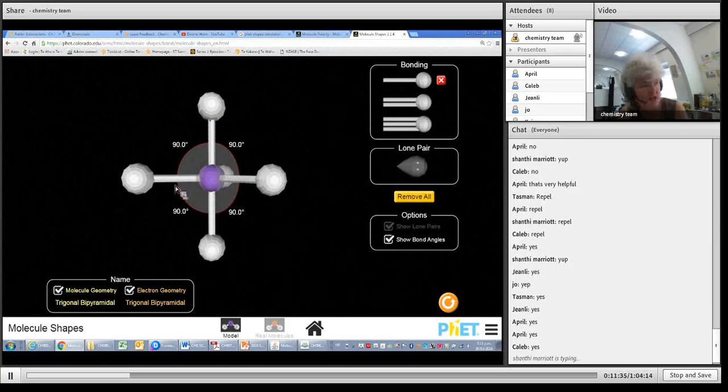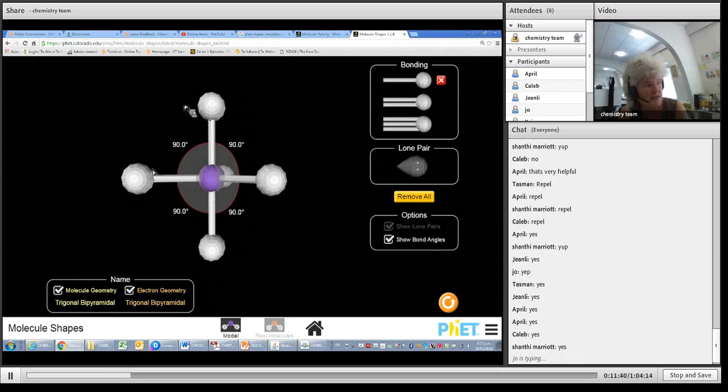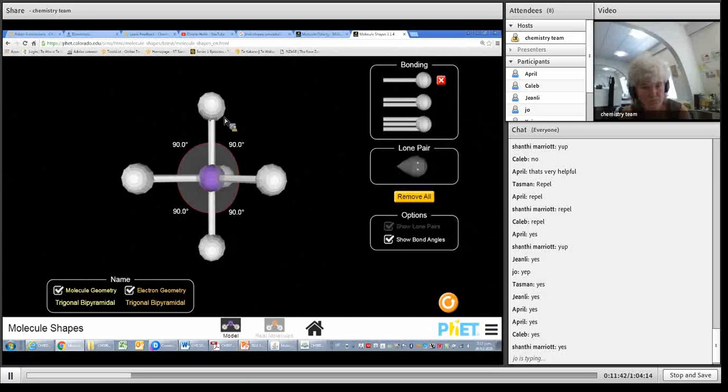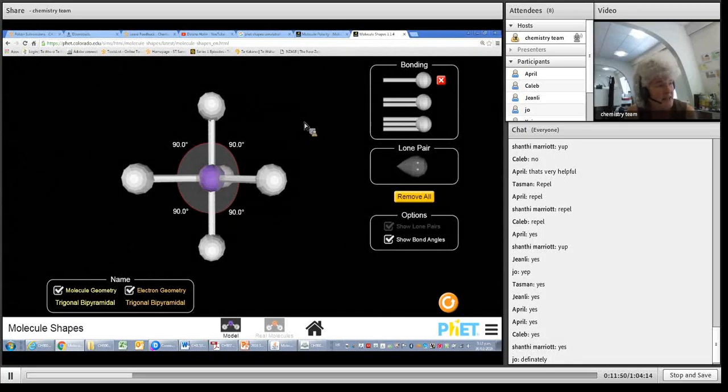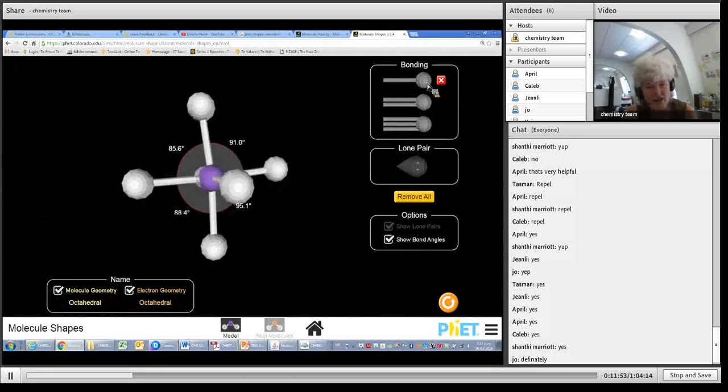So the 120 degrees ones is the equatorial plane, and the axial plane is the straight up-down one. Okay. And as I say, it'll be really good if you played around with it, and then you would really see it. Then the last one you have to know of the 5 basic shapes is the octahedral.